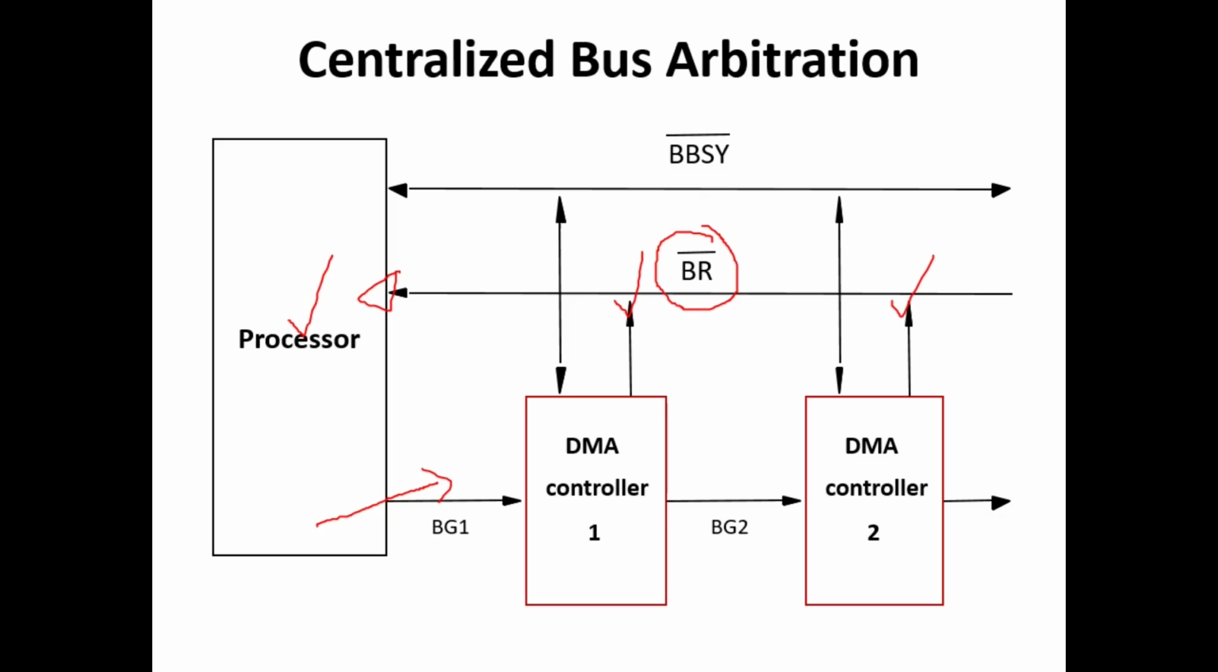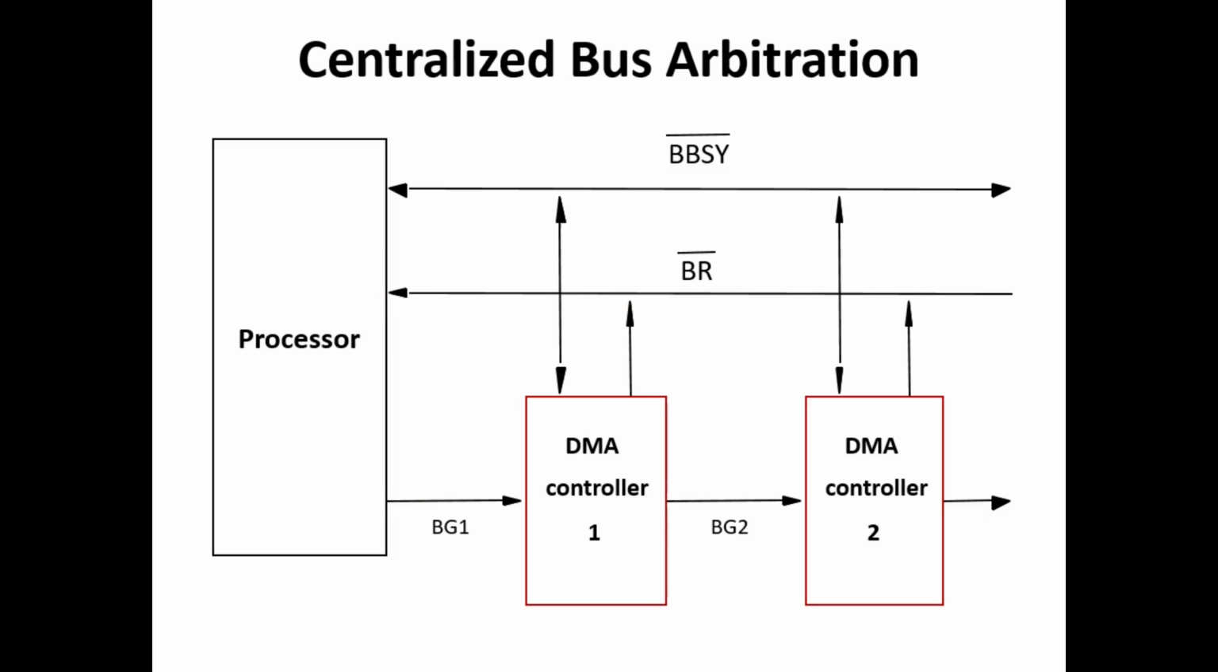When the processor sends the bus grant signal, it initially reaches DMA controller 1. If DMA controller 1 does not require the bus, it transfers that signal to the next DMA controller. The DMA controller which requires the bus blocks the bus grant signal, rather than forwarding it to the other devices.